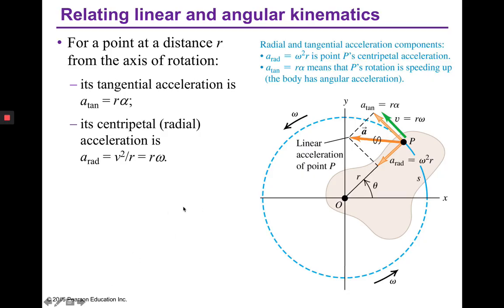I didn't notice this before, but there's a typo right here. This radial should be r omega squared, not r omega. So change that in your notes. Make sure you write that down properly.